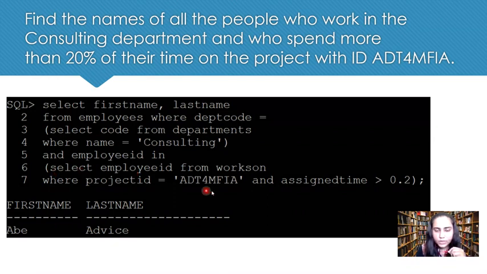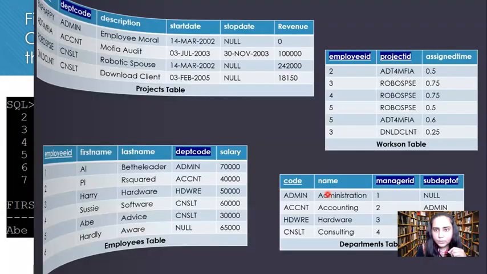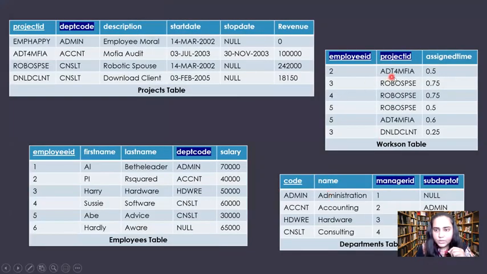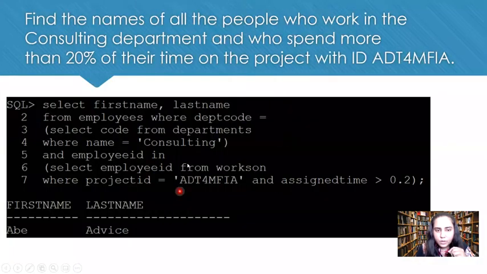It is doing select employee ID from works on, where project ID is equal to this project ID and the assigned time is greater than 0.2. So let's see what that actually gives us from the table. This is the works on table and project ID should be ADT4MFIA, which is given right here twice. And both the times the assigned time is greater than 0.2. So as a result, you are going to get the employee IDs 2 and 5. Now these 2 and 5, you can see that this is not an employee ID of just one person. There are 2. So that's why we are using the IN keyword outside.